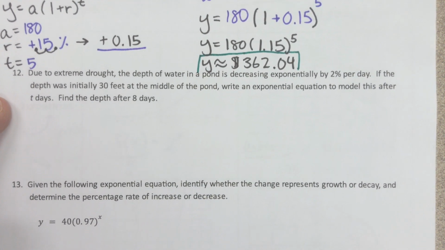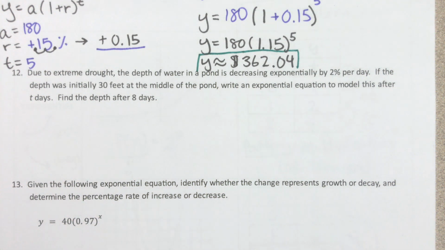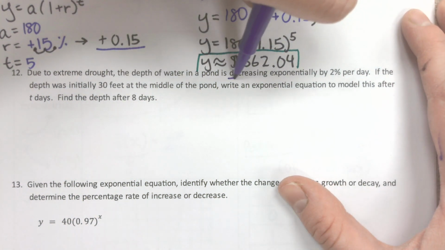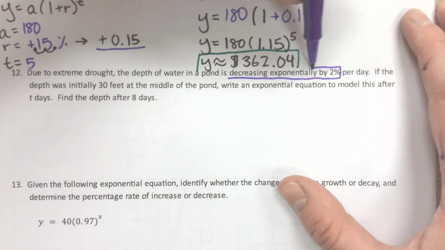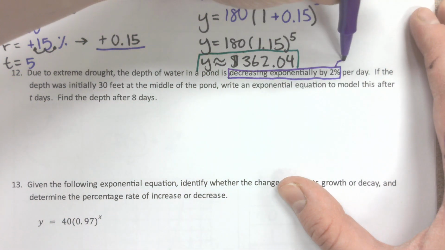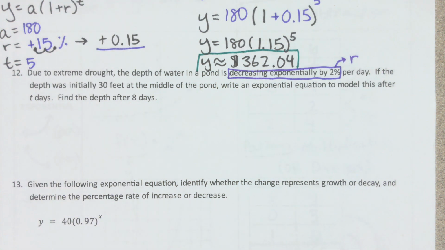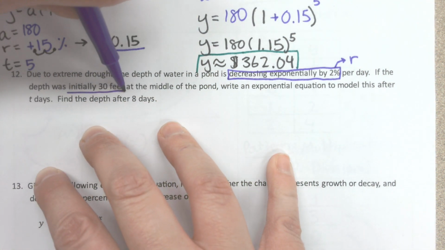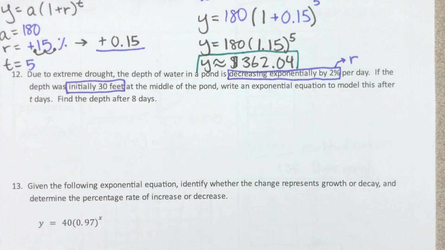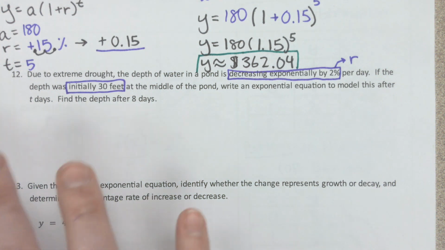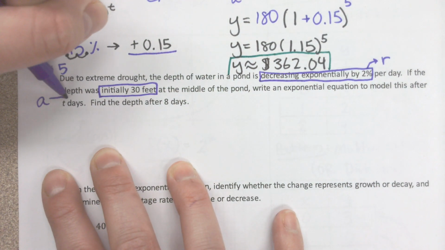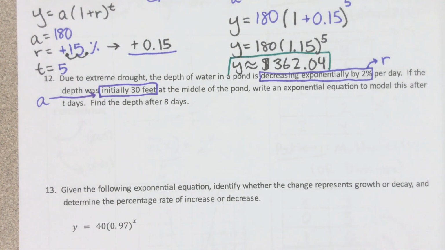Number 12 is a very similar concept. Due to extreme drought, the depth of water in a pond is decreasing exponentially by 2%. They give a percent. This is our R value. Decreasing exponentially by 2% per day. If the depth was initially 30 feet, initially, the word initial means at first, the beginning. So this is our beginning value, A. Initially 30 feet at the middle of the pond.